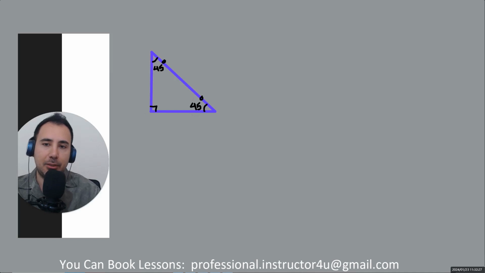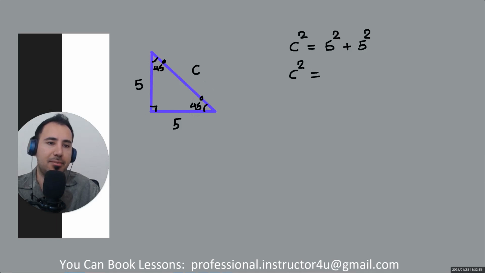So let's just practice a little. For example, if this one is 5 and this one is 5, how large would the largest side, the hypotenuse, be? We're just going to follow the same formula. This one will be our c. I'm going to have c squared is equal to 5 squared plus 5 squared. So c squared will be 25 plus 25. It will be 50, and c will be the square root of 50.